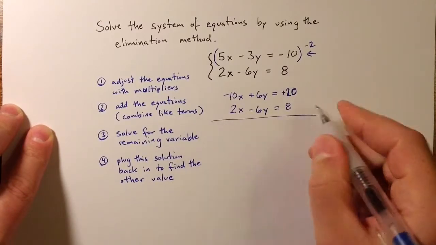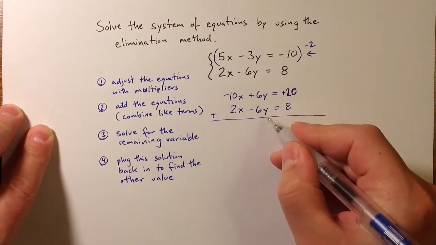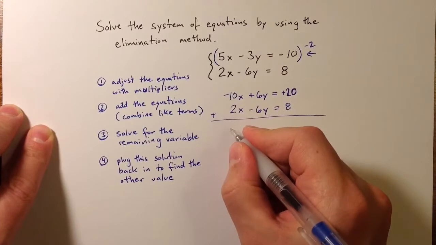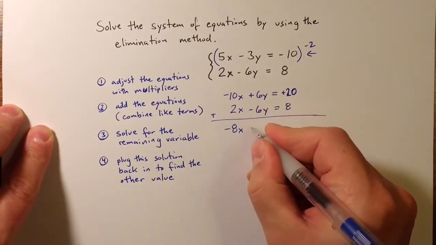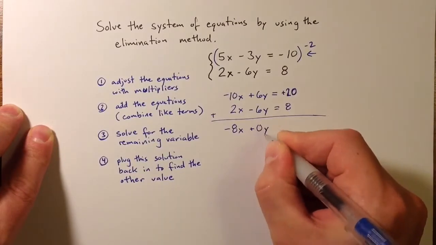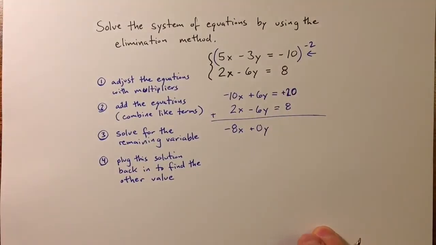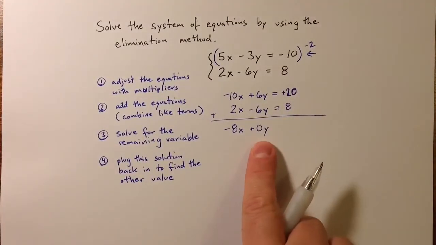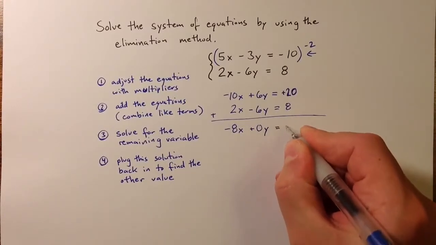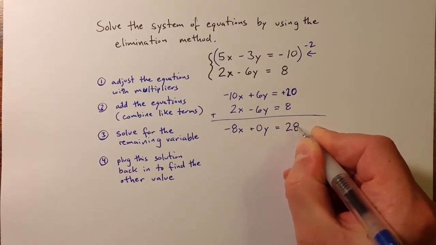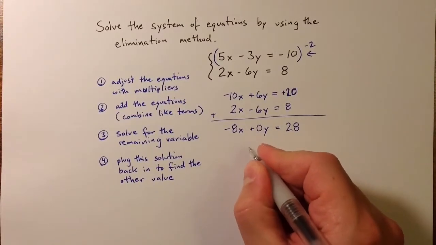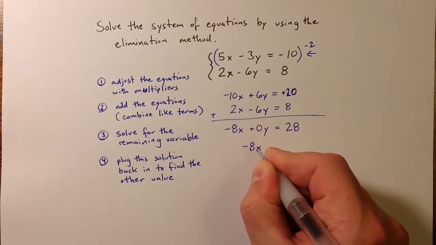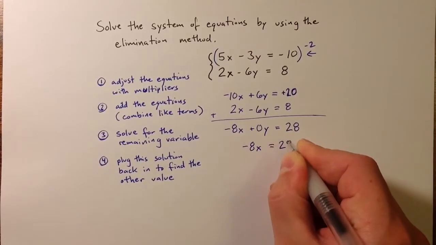So now when I add those equations together, combining the like terms, the x becomes a negative 8x and the y's go away. So I'm going to write down a 0y here because positive 6 and negative 6, adding them together we get 0. And on the other side, we can add those numbers together and we get a 28. So solving the equation, negative 8x equals 28.